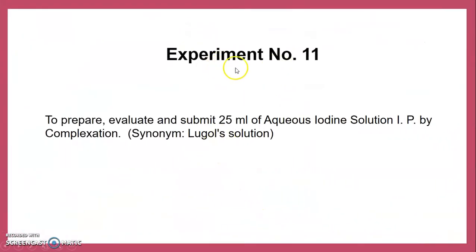Today we are performing experiment number 11. The title of our experiment is to prepare, evaluate and submit 25 ml aqueous iodine solution IP by complexation. The synonym for this experiment is Lugol's solution. We prepare the aqueous iodine solution by the complexation method.